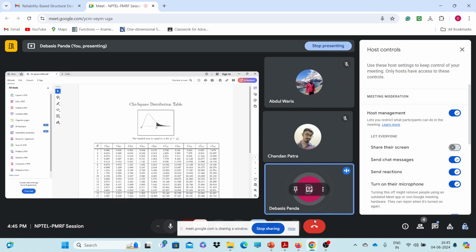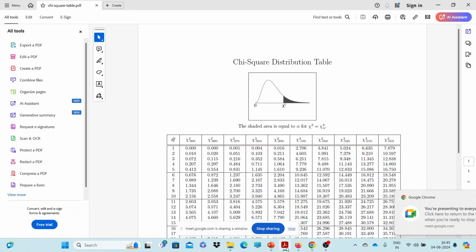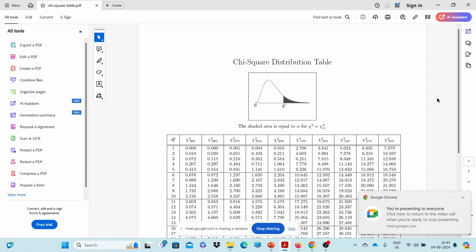Yeah, is the screen visible? Is it visible?